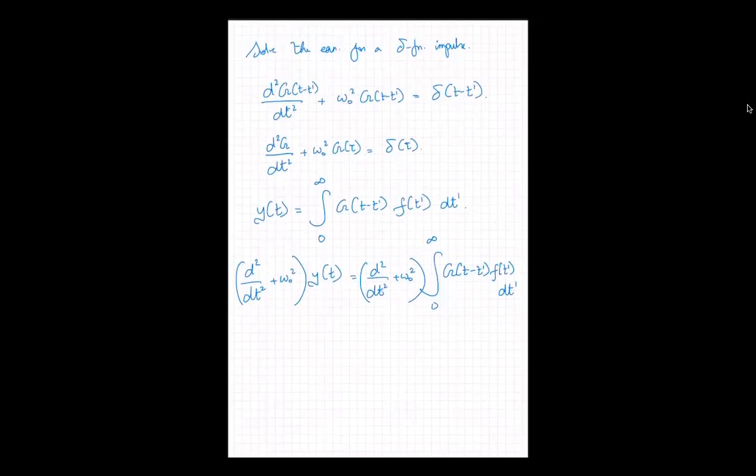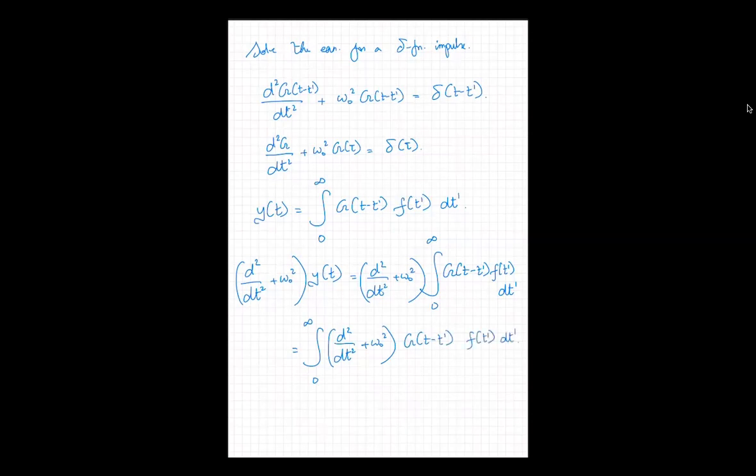So the whole thing, the integral itself is actually a function of t with the integration variable t prime integrated over. So since the differential operator that is multiplying this is a function of t and not t prime, I can with impunity take this inside the integration sign. So I can write this right hand side as d square dt square plus omega 0 square g of t minus t prime f of t prime dt prime.